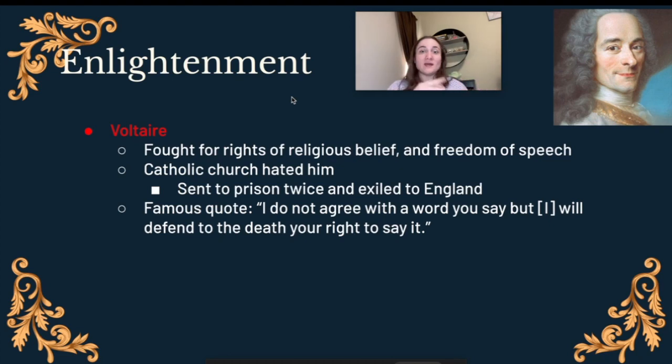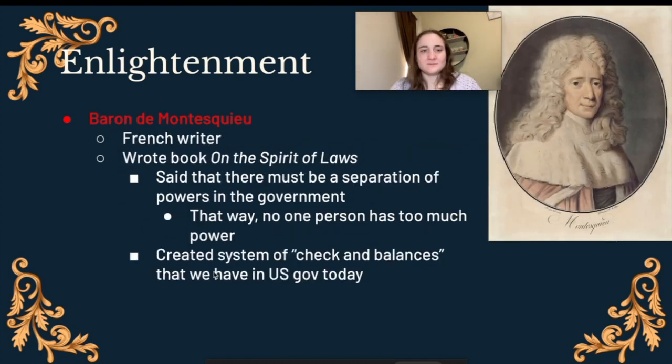So if you remember, right, with King Henry VIII, he broke away from the Catholic Church. Remember that? Yeah, so England was a safe haven for Voltaire. And he has this very, very famous quote: "I do not agree with a word you say, but I will defend to the death your right to say it."